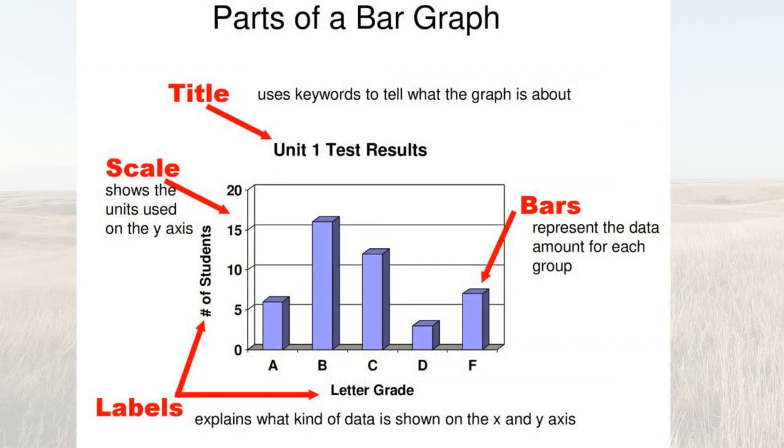Bar graphs are drawings that use bars to show data in a clear visual format. They have a title to tell what the graph is about, and what is called an X and Y axis to show the units that are used. In this example, the X-axis is the letter grade and the Y-axis is the number of students.